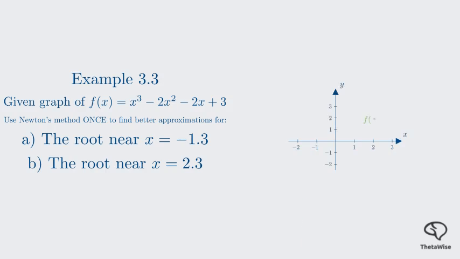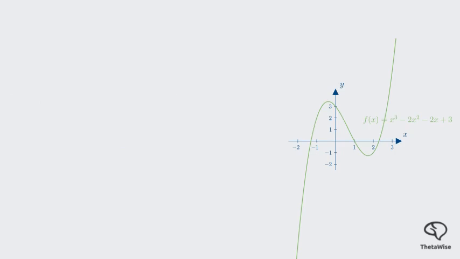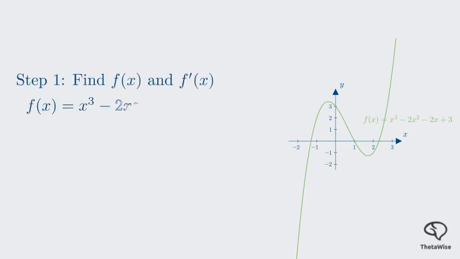Let's look at the graph. It clearly shows 3 x-intercepts, meaning there are 3 real roots. We are interested in the 2 on the left and right. As before, our first step is to find the function and its derivative. Our function is f of x equals x cubed minus 2x squared minus 2x plus 3. The derivative, f prime of x, is 3x squared minus 4x minus 2.